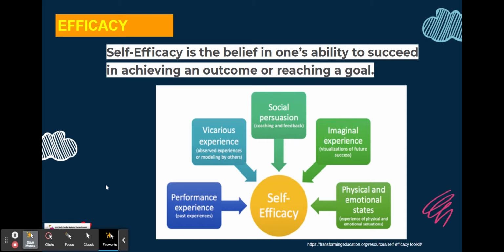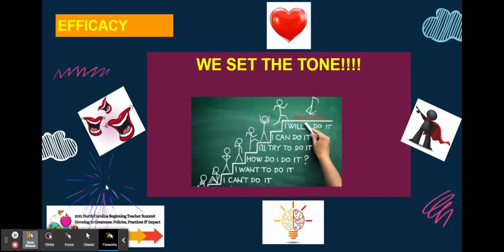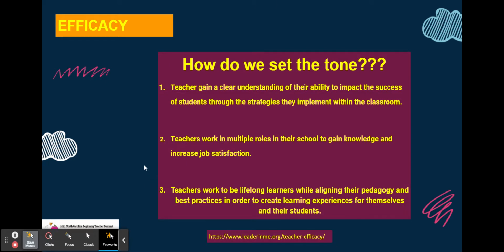So we're going to keep chugging right along. So I want you to keep in mind, when it comes to efficacy, we set the tone. Okay. So you say, how do we do that, Ms. Winstead? Well, I'm glad you asked. So we set the tone when we think about the tone in which we set. So when we think about how we set the tone, let's take a look at number one here.